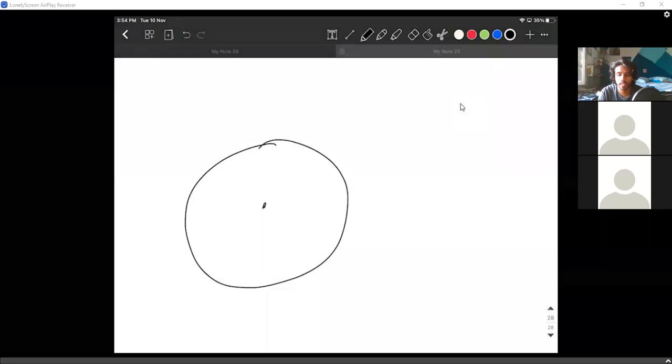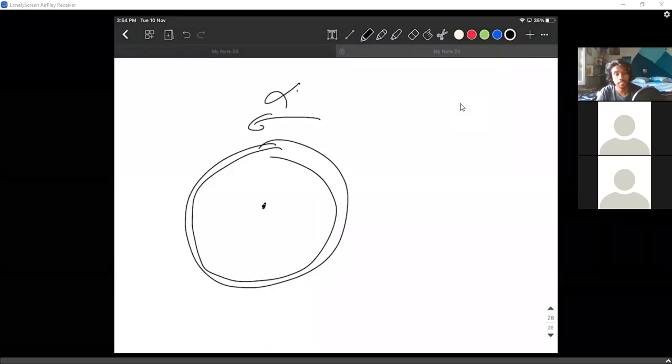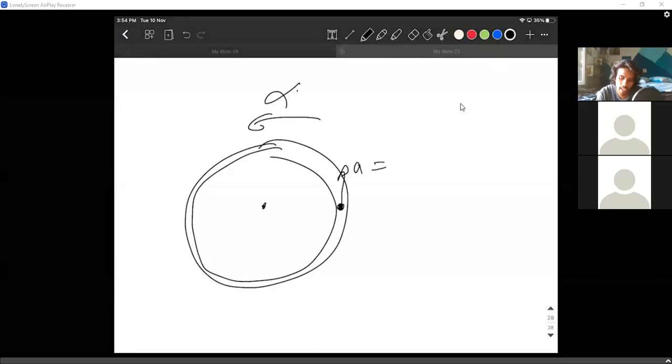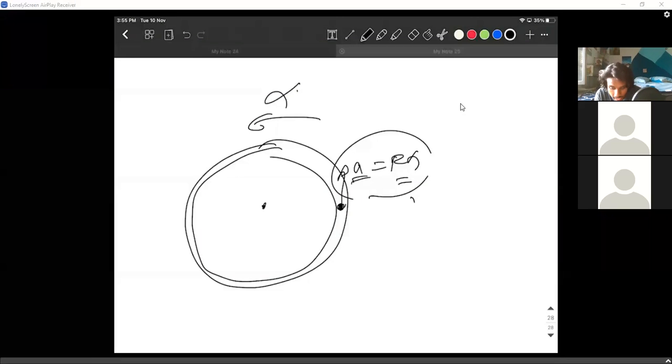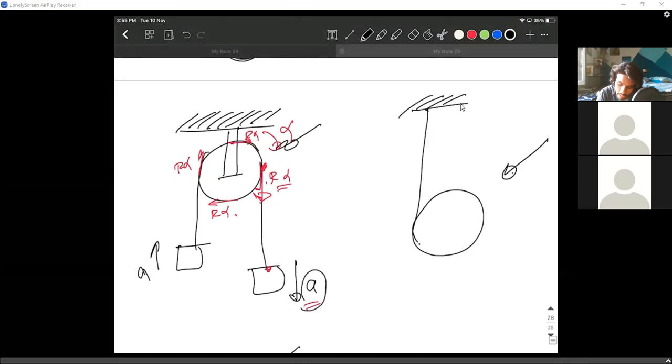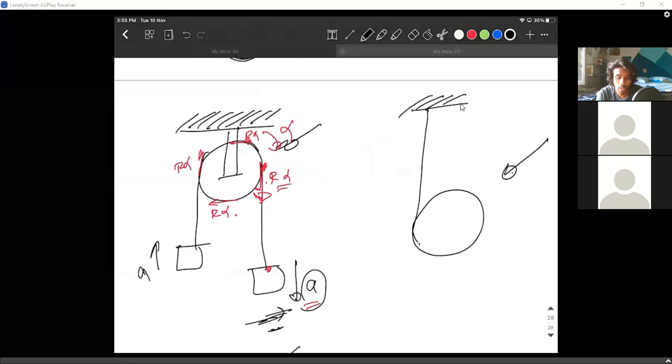Let us say a simple ring is rotating with alpha. What is the acceleration of this particle? a equals r alpha. Now you are simply bringing this idea, but this a is the acceleration of this particle in the case of a ring. I'm not talking about this case. I'm talking about a whole different case. I'm talking about the acceleration of some block. I'm relating the acceleration of some block to the angular acceleration of a disk by using the relation of constraints.